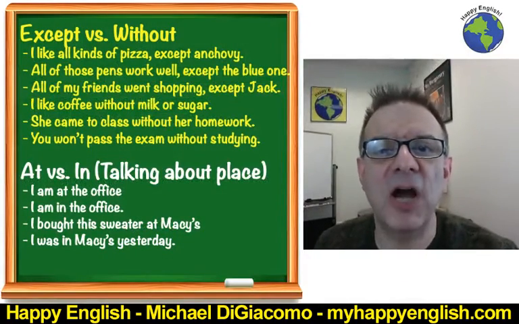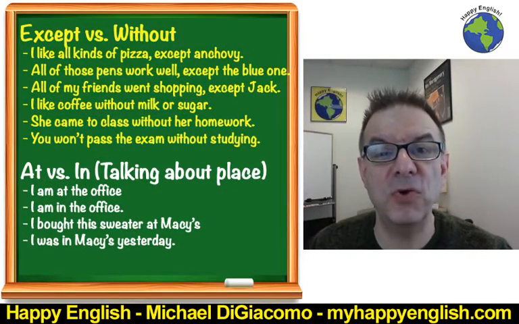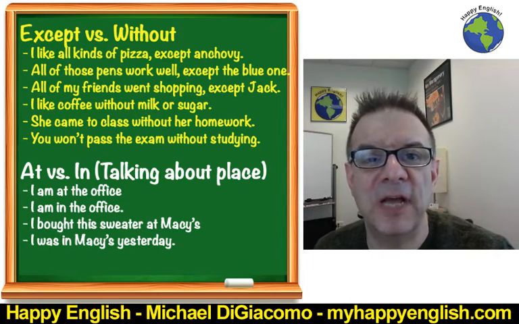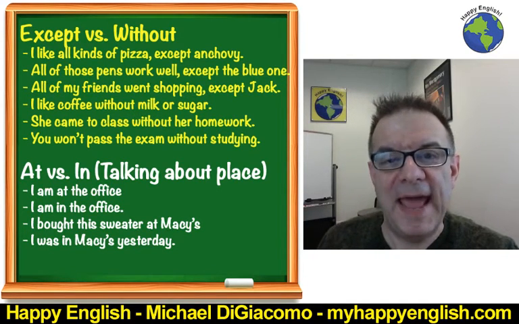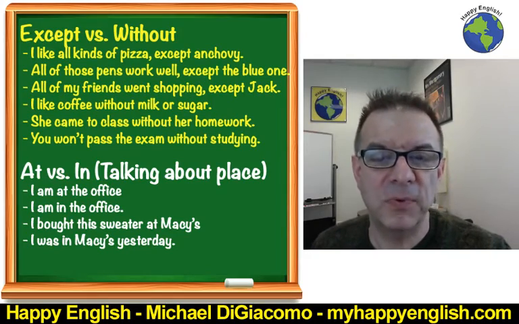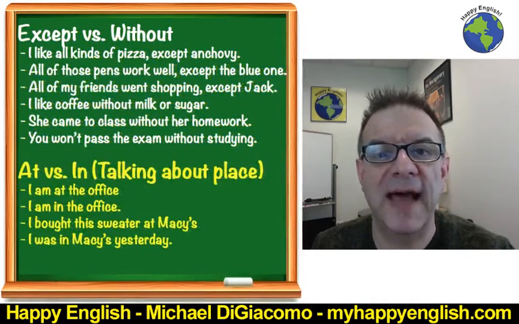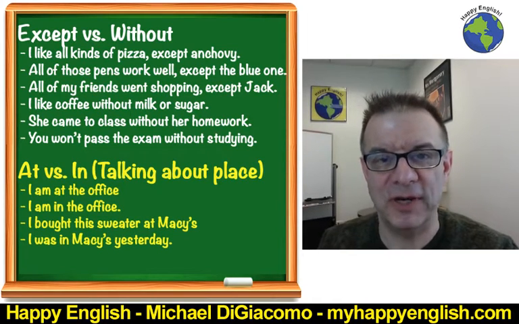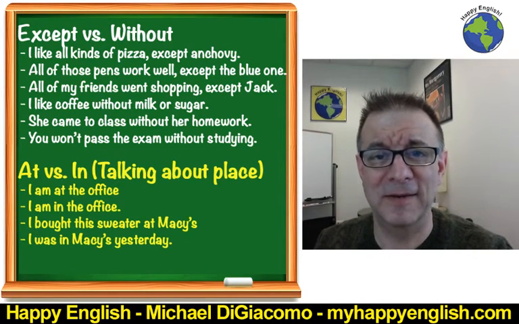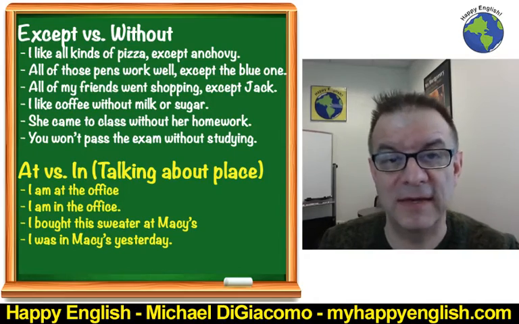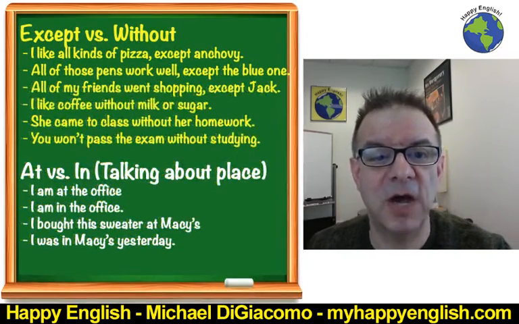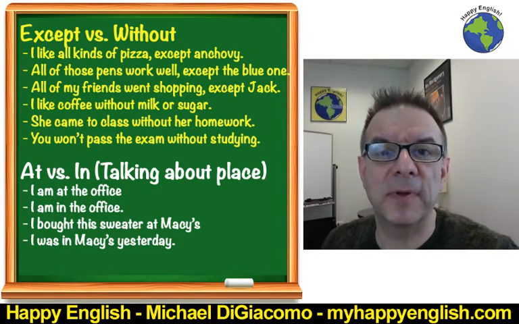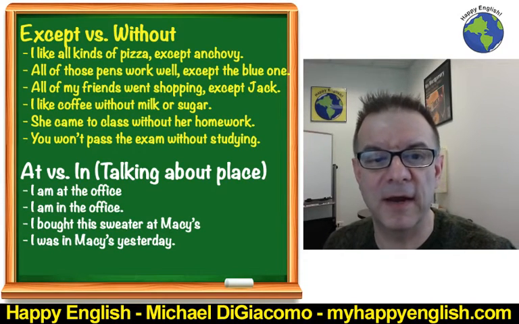Okay, so for today, we're going to talk about two things. The other day, I was speaking with one of my students about the difference between except and without. We'll look at that. And we're also going to look at using at and in to talk about location. It's not that complicated, but it seems so. But I'm going to show you that today. So, except and without. Let's look at a couple of examples and then I'll talk about it.